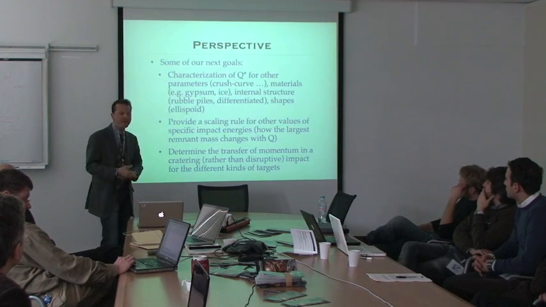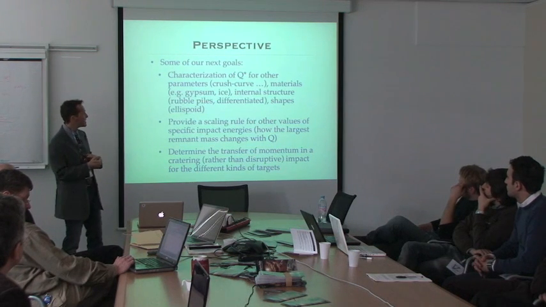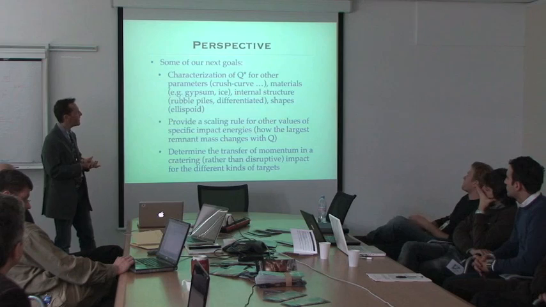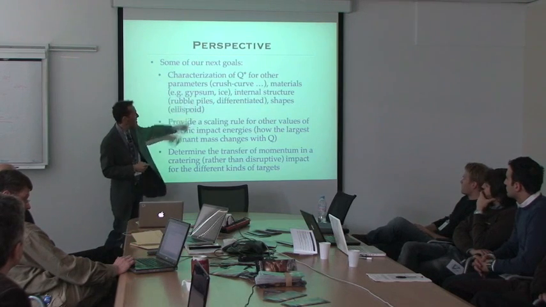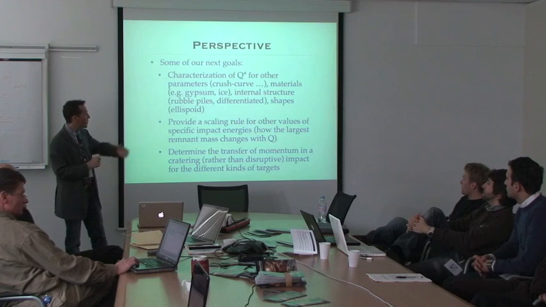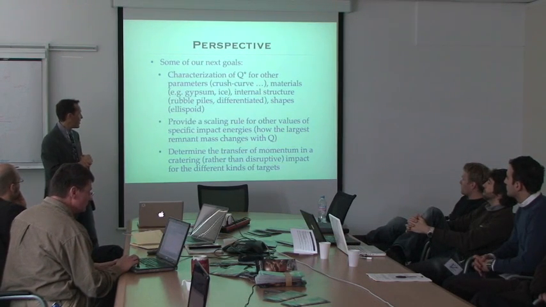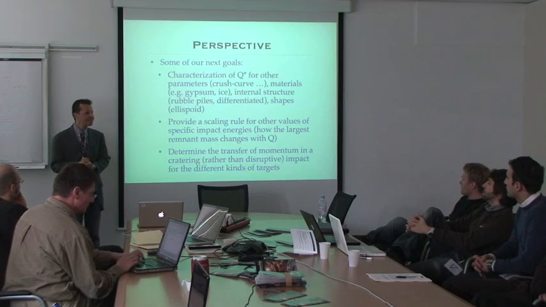And finally, the perspectives are, of course, to characterize this Q star for other materials, looking at all the parameters that can be varied. Particularly, it would be nice to see also ice or ginseng, or also rubble piles or differentiated bodies or other shapes. Here we only took a spherical shape. And there are other things that we can discuss later. Thank you.